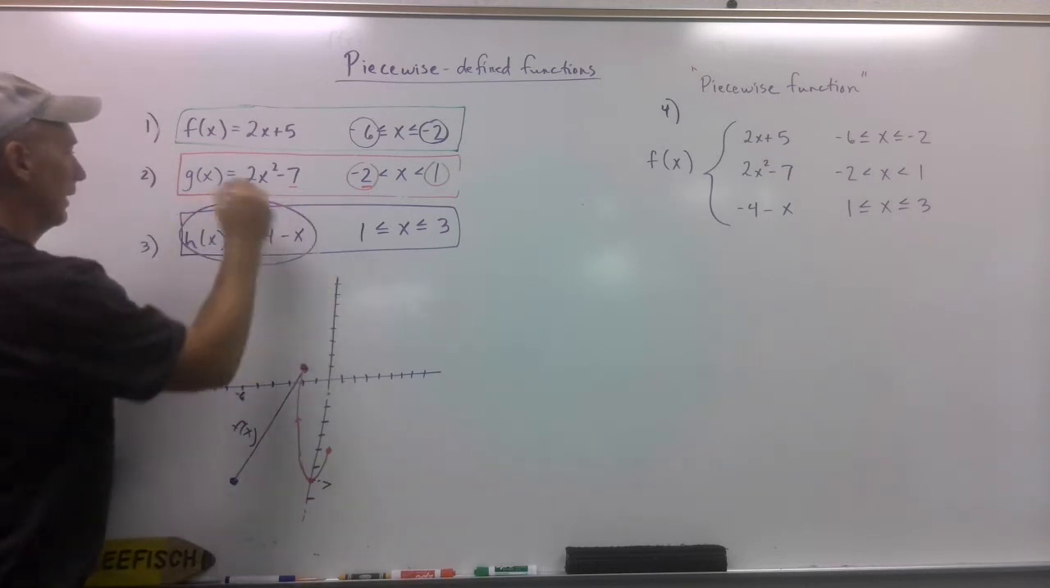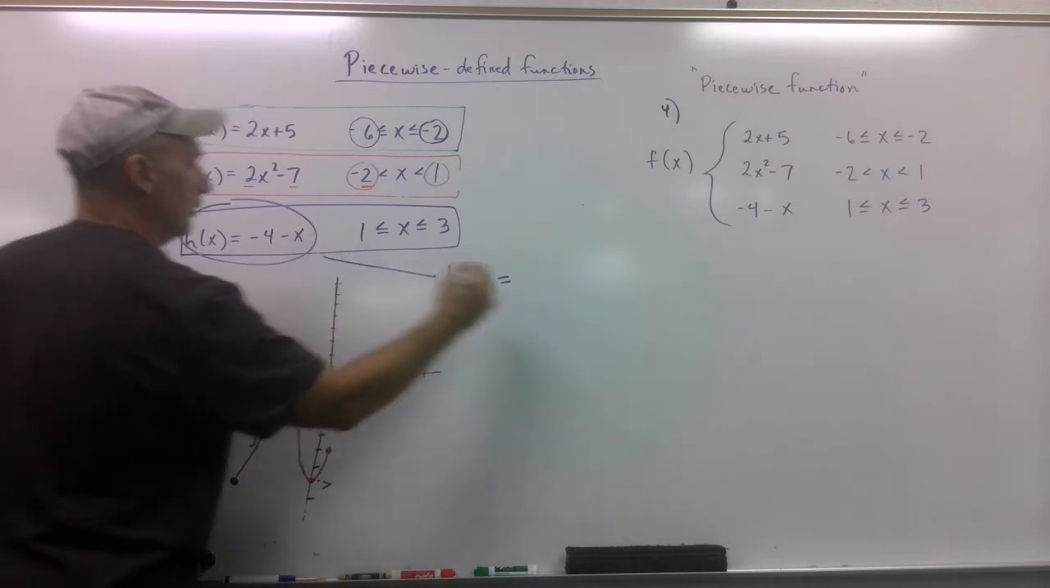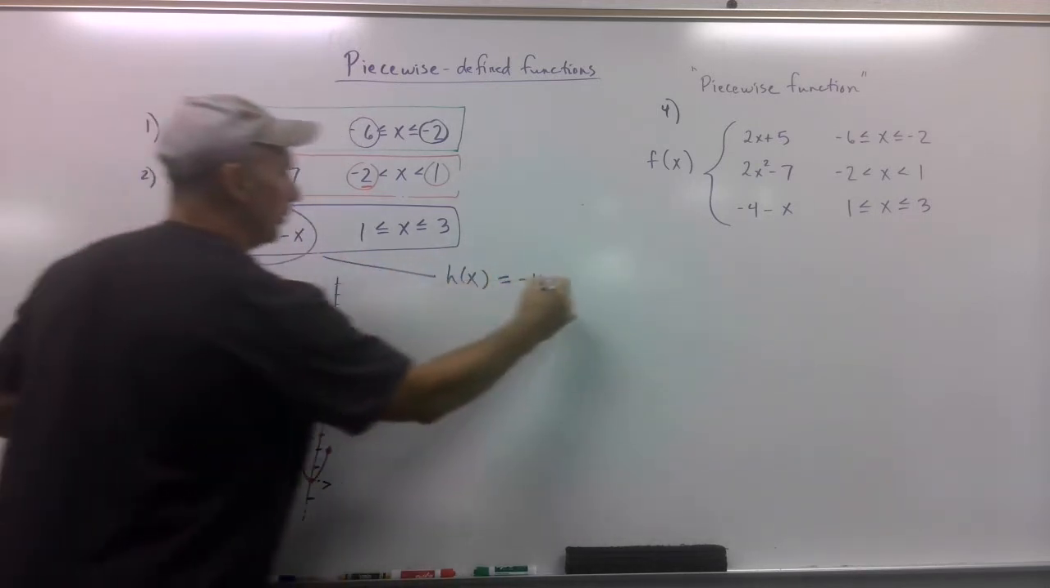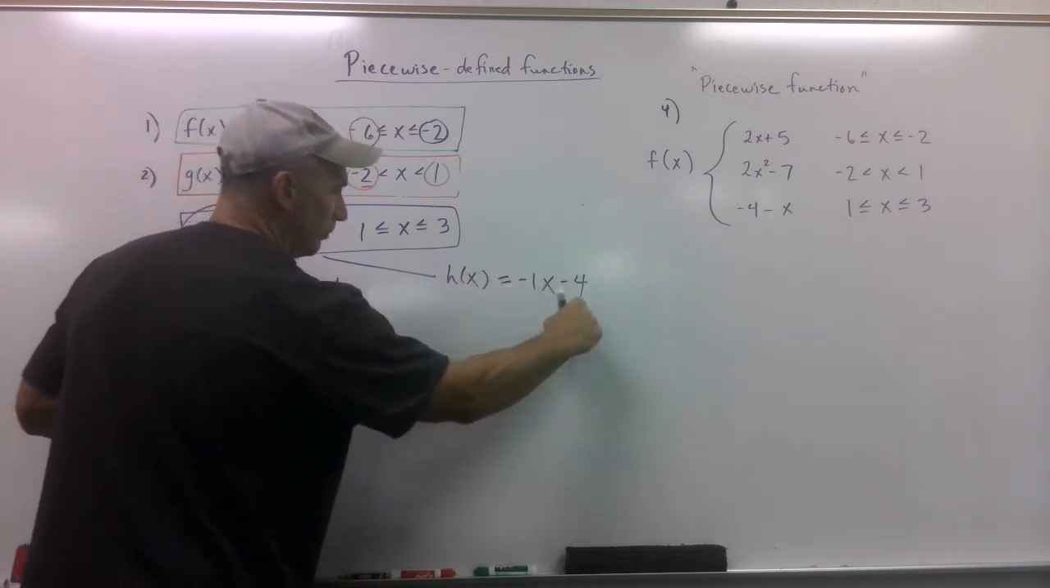First thing we're going to do with this, we're going to rearrange it. h of x equals negative, I'm going to put a 1 in front of it. It's going to help you determine slope, -4. See, now I can see y equals mx plus b.